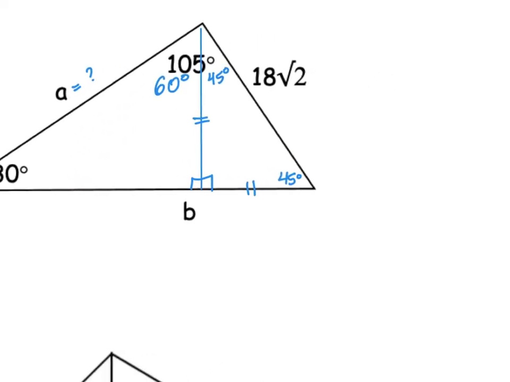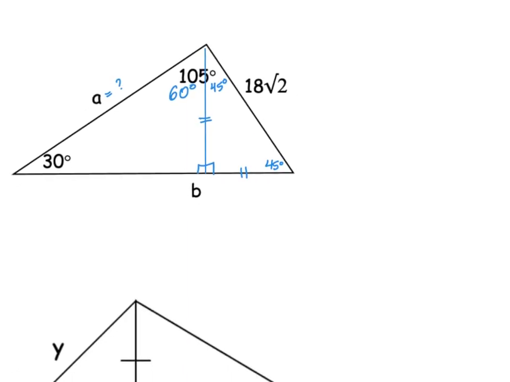So if we use the pattern for the 45, 45, 90, the pattern is x, x, x root 2. In this case, the hypotenuse is 18 root 2, which means that the legs are going to be 18 each. So this is 18 and this is 18.